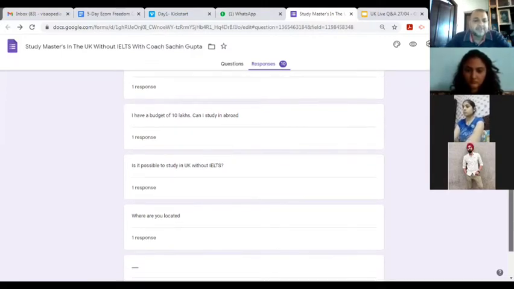Is it possible to study in UK without IELTS? It definitely is. This is what this session is all about. There are universities in UK who are offering admissions at bachelor's or master's to students from India without IELTS, but there are certain conditions attached to it. You'll have to reach out to us for those specific conditions.